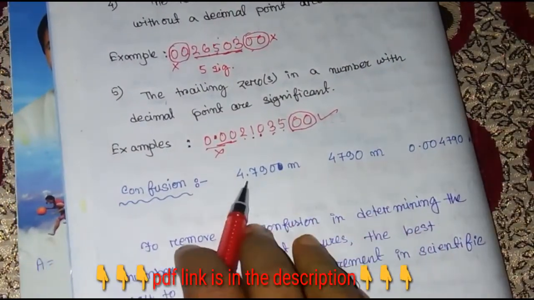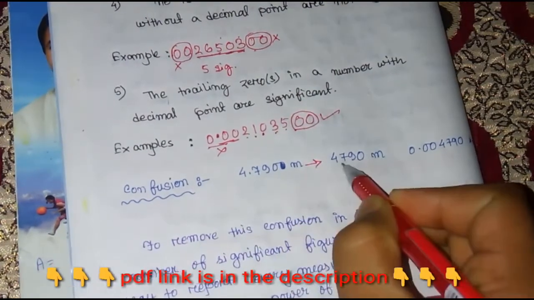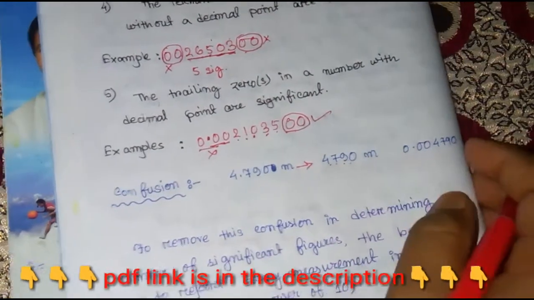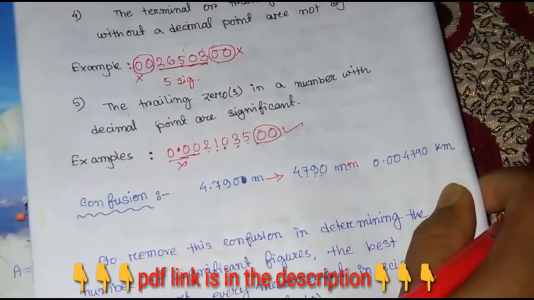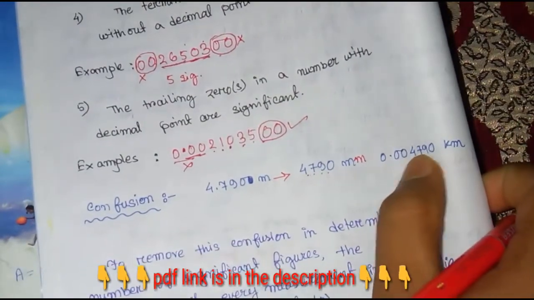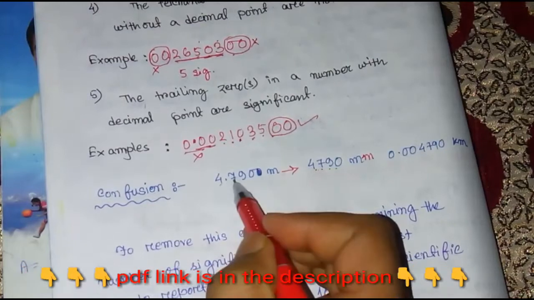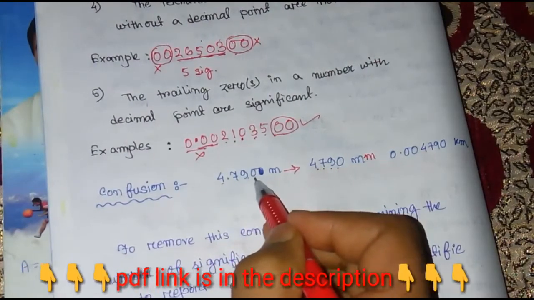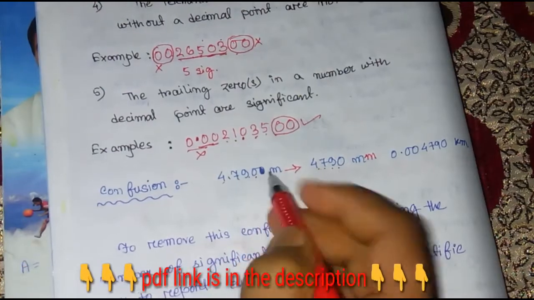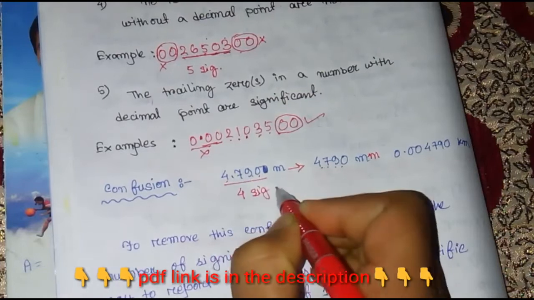But here, if you write 4.790 meter, you can write it as 4790 millimeter, and 0.004790 kilometer. Okay, in that case 479 is non-zero, so it is significant, and the zero here is a trailing zero after the decimal point, so it is also significant. So here are 4 significant digits.